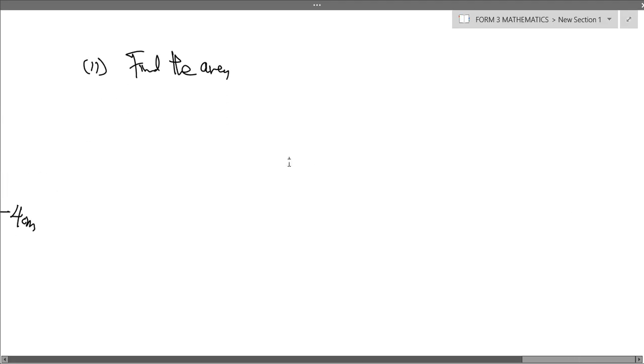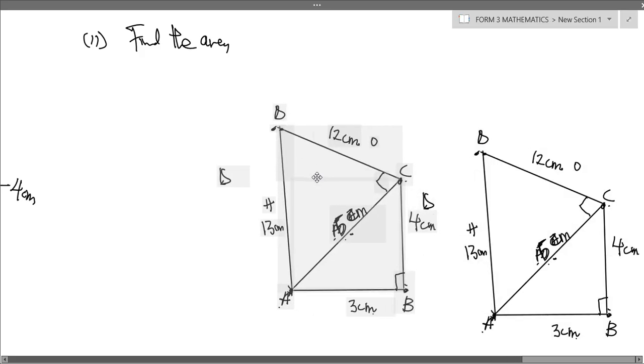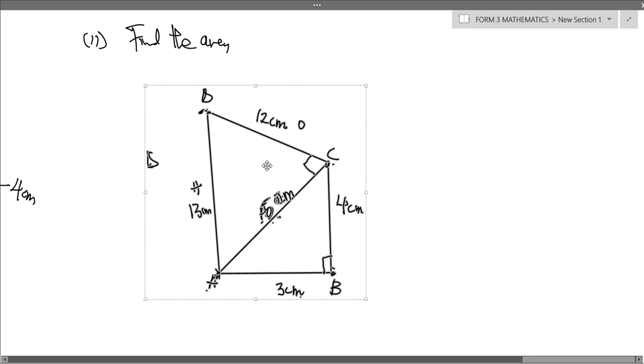Let's copy our triangle and then bring it here. Good. Now the question is to find the area of the quadrilateral ABCD. So we are finding the area of this whole figure. But how can we find the area?